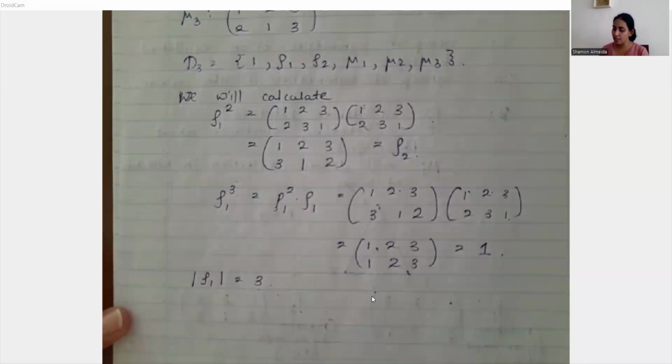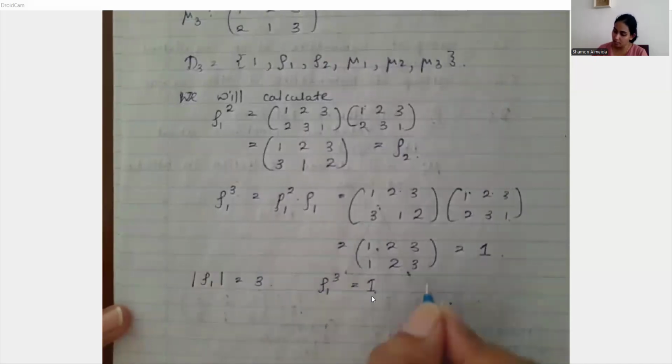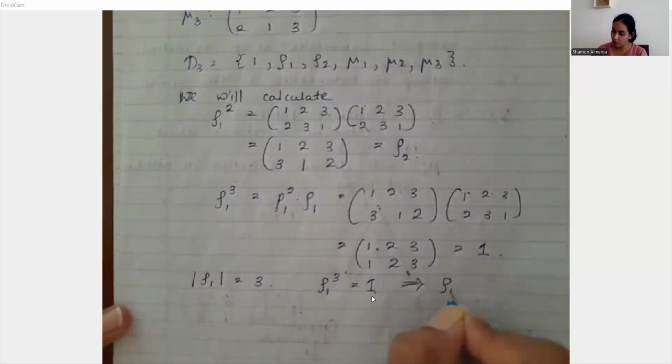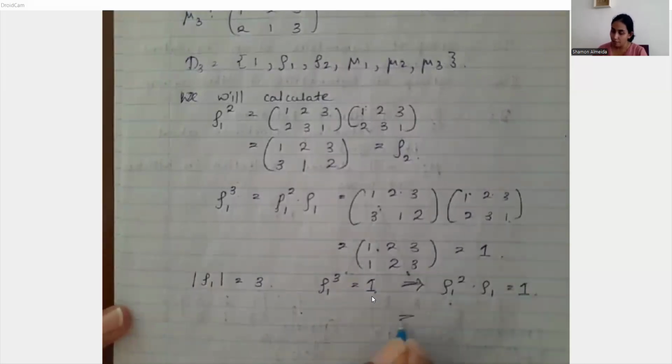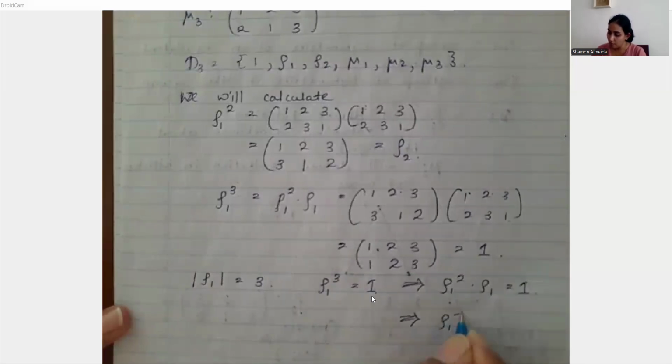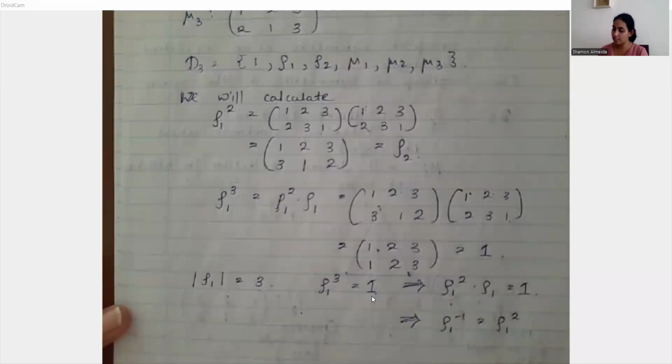Not only that, it's easy for us to see from this itself that we have rho 1 cubed equal to 1. So I can write this as rho 1 squared times rho 1, which equals 1. This tells you, by definition, the inverse of rho 1 must be this function that you see over here, this permutation. So the inverse of rho 1 is what? Rho 1 squared, in other words, this rho 2 that you see over here.